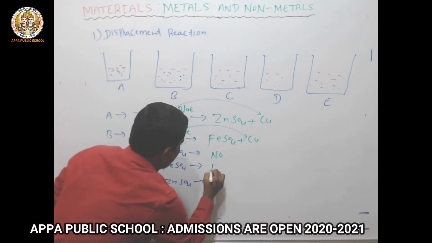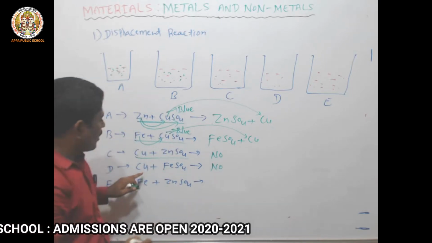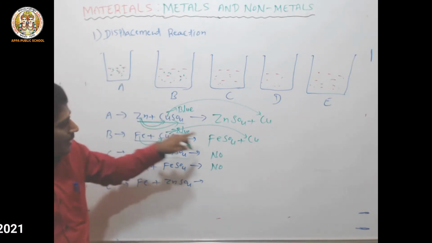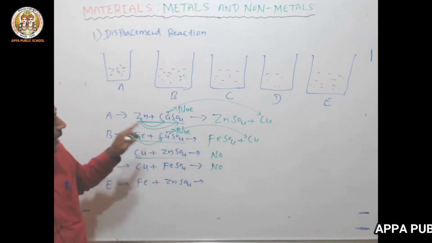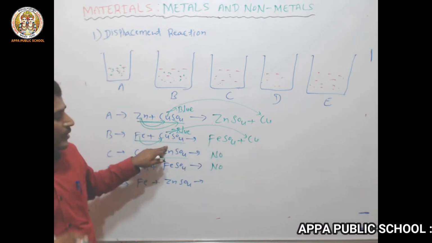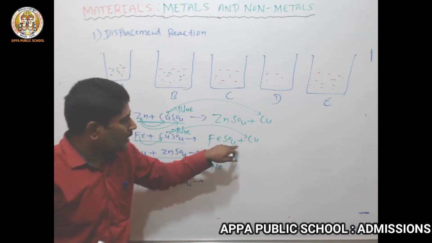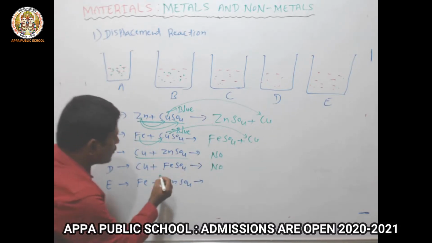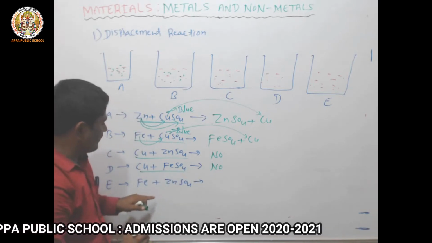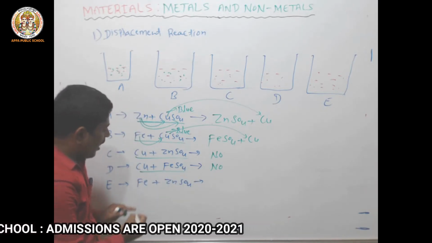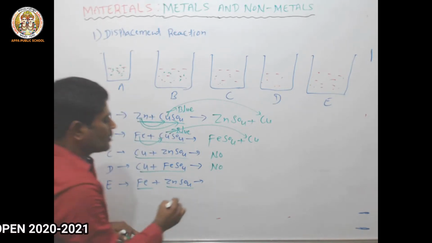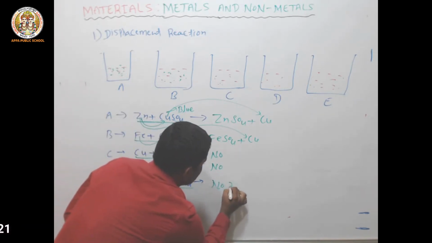Next, in the same way, no reaction with copper plus iron sulfate, because iron sulfate was already formed. When iron reacts with copper sulfate solution, you get FeSO4 and copper gets separated. So here also no reaction takes place. Then iron reacts with zinc sulfate: here also no reaction takes place.